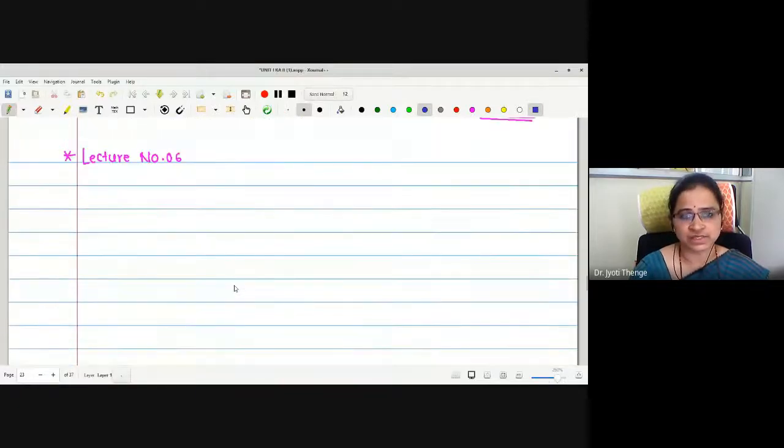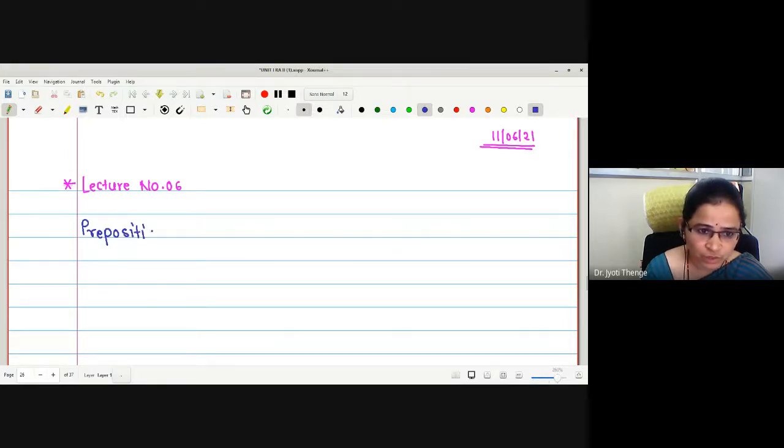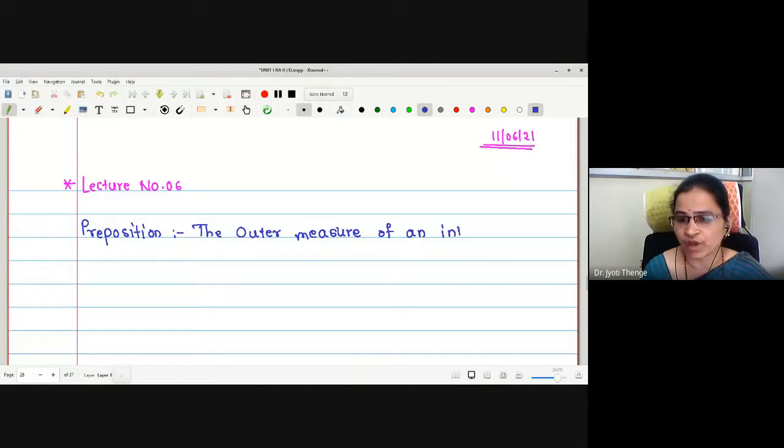Now, let us come to today's lecture. In today's lecture, we are going to prove an important result: the outer measure of an interval is its length itself. So, let me write the proposition. This is one of the important propositions. The outer measure of an interval is its length. Without proof also we can justify this, no?